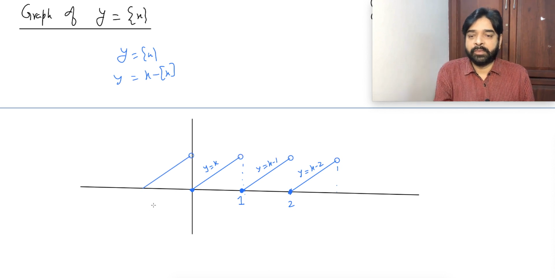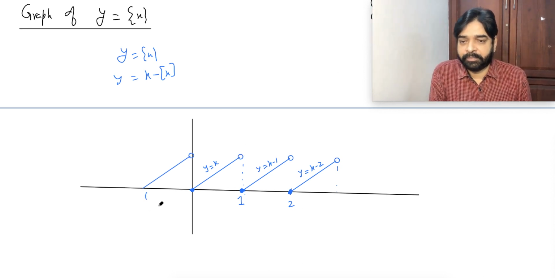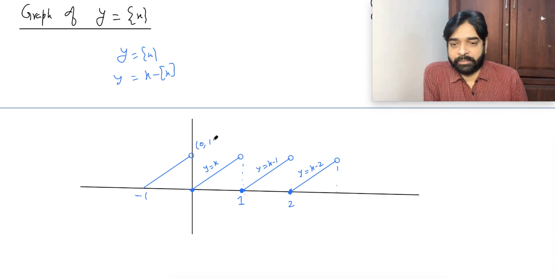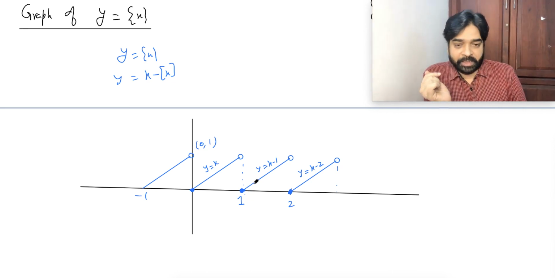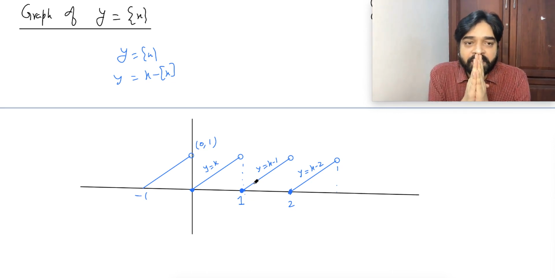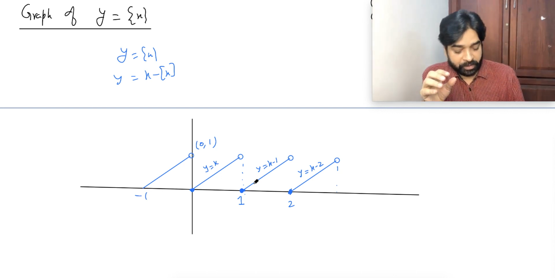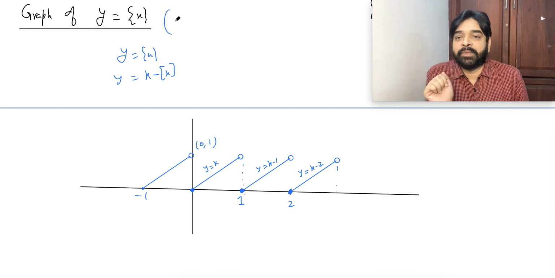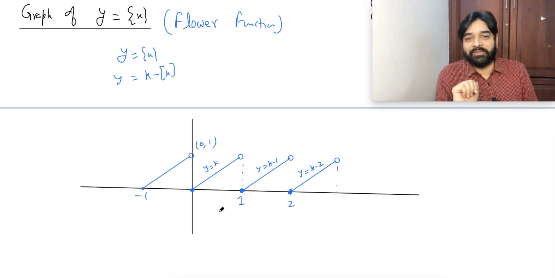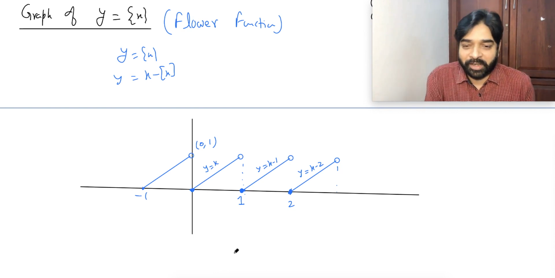This side also. This value is minus 1. And so on. This coordinate is (0, 1). This graph is also saying that the fractional part of x always lies between 0 and 1. Is this clear to everybody? People say that it looks like a flower, and that's why sometimes people call this function the flower function. I don't know why. I was never able to see a flower inside this. Nowhere does it look like a flower. But people sometimes call it a flower function.